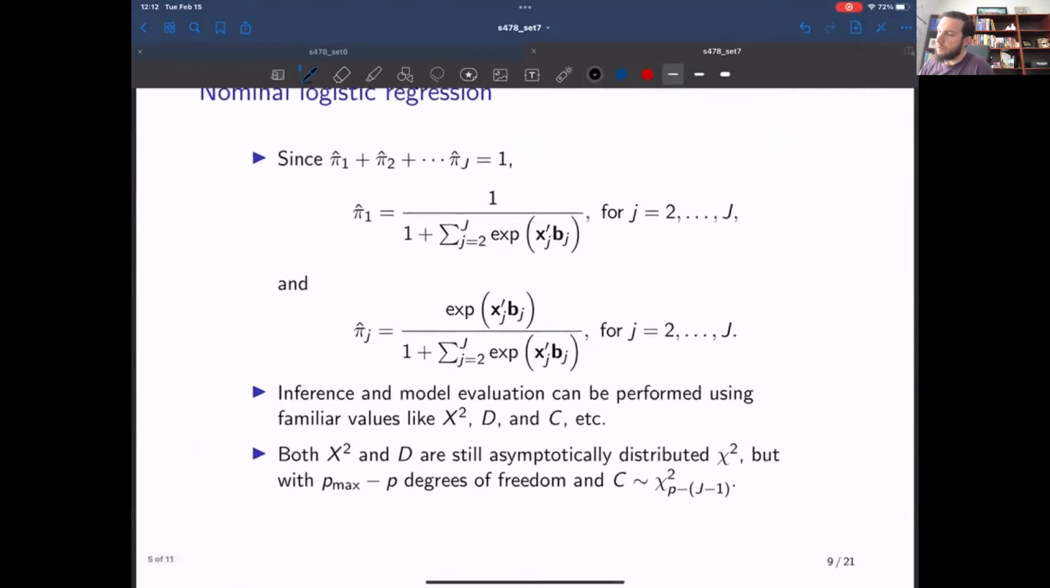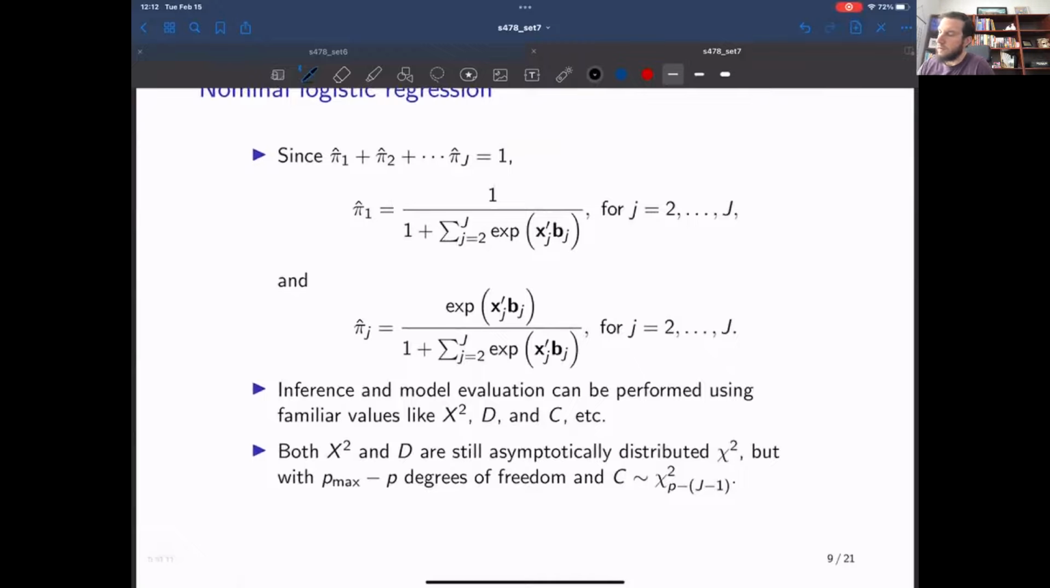All right. Now to compute those probabilities, we would do the following. Since the sum from pi1 to piJ must equal 1, we can write that pi1 is equal to 1 over 1 plus the sum from j equals 2 to J of exp of xi transpose times beta j. And then we can say that pi hat j is going to be the ratio of the corresponding value of x times beta exponentiated, divided by 1 plus the sum of the remaining values. Okay.